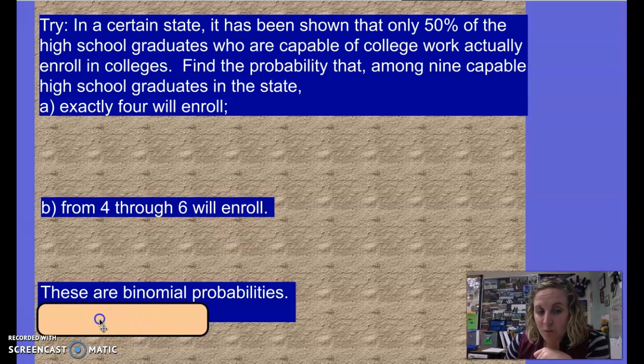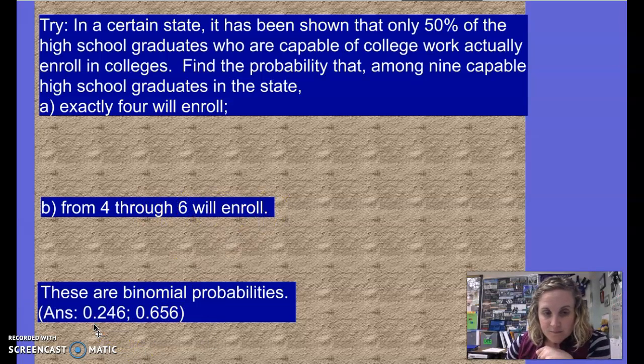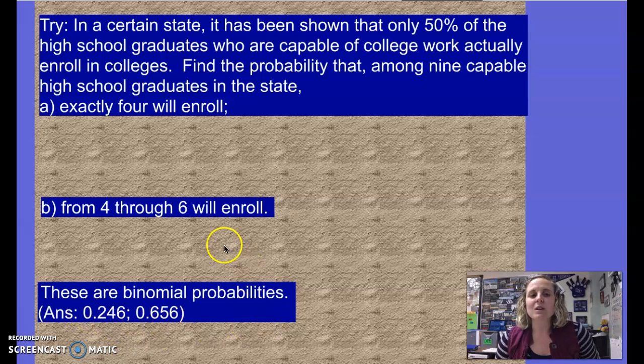So these are binomial probabilities. Here's your answers. Hopefully you can figure that out. This is one I would have you do in class as kind of an exit ticket. See if you can get those. Make comments if you need help. Please post any that are too confusing.